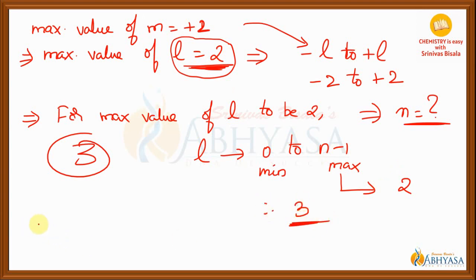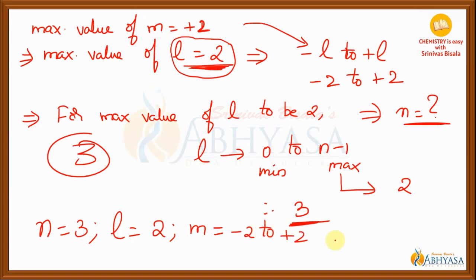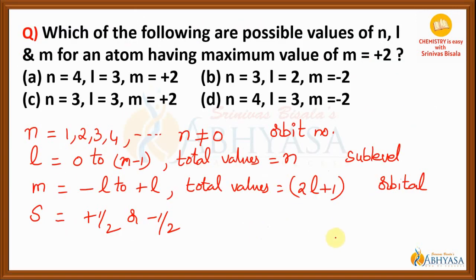So what are the possible values now? n is 3 and l is equal to 2. Anyhow, m value is given as plus 2. Let's see the correct option. And it is there in option B.